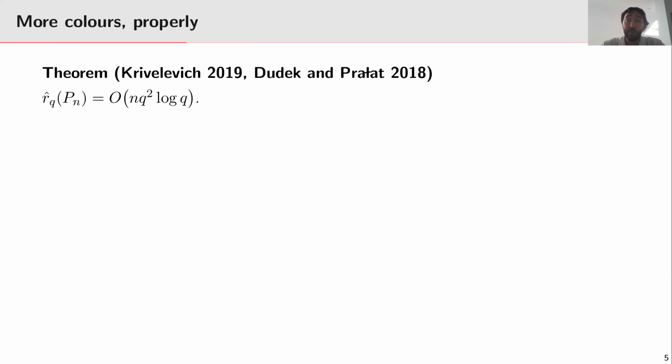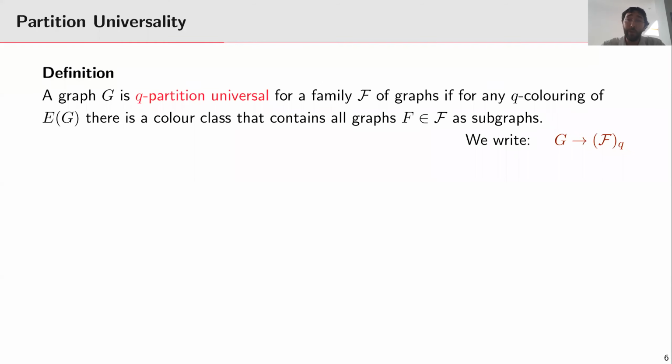Okay, so now I want to go to what our result is. For this, I need to define one more thing, which is partition universality. So this is very much like Ramsey, except that instead of finding one graph monochromatic, I'm going to find a whole family of graphs monochromatic all at the same time. So again, I'll define G arrows family F sub Q to mean I take my graph G, however we Q color the edges, one of the colors, say red, will simultaneously contain everything in this family F as a subgraph.